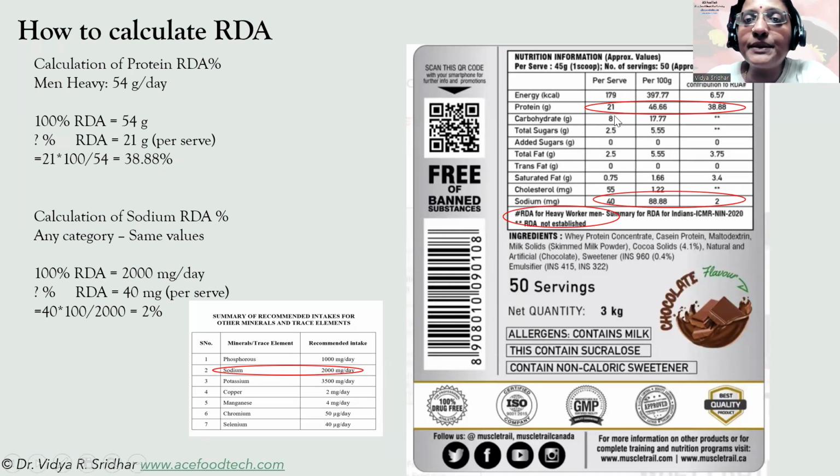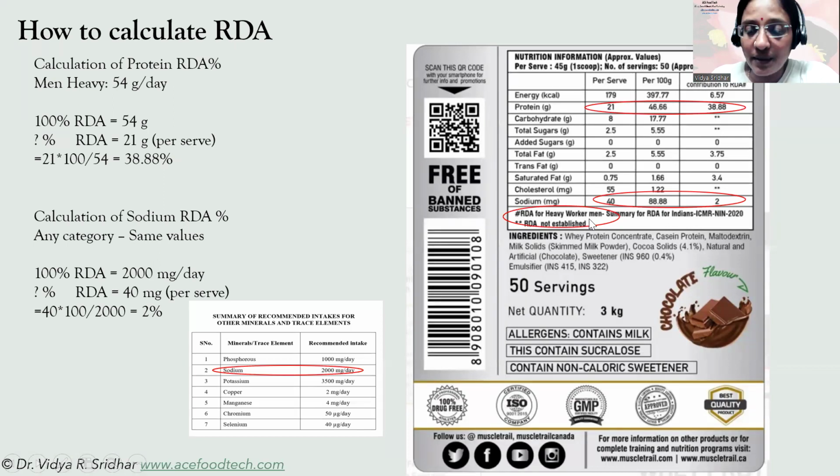So, for example, on the right side, I've circled it in red. You have protein at 21 grams per serve. Now, how did they calculate and get 38.8% RDA? If you notice, this RDA is always based on a certain target group, so you have to look for that target group at the bottom of the nutrition panel. It says RDA is calculated for heavy worker men.